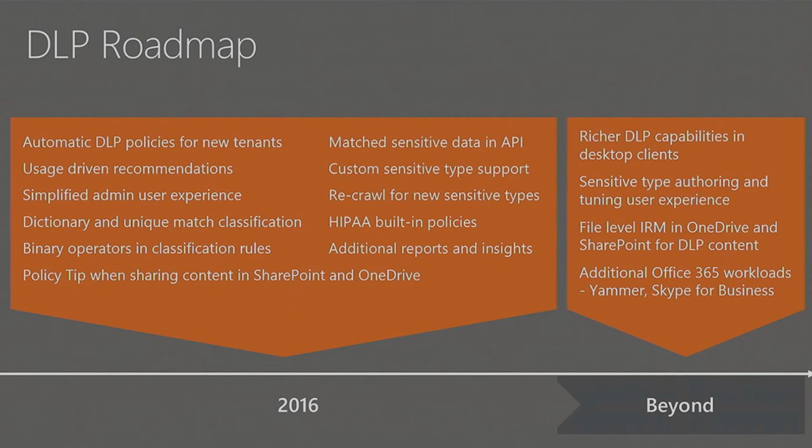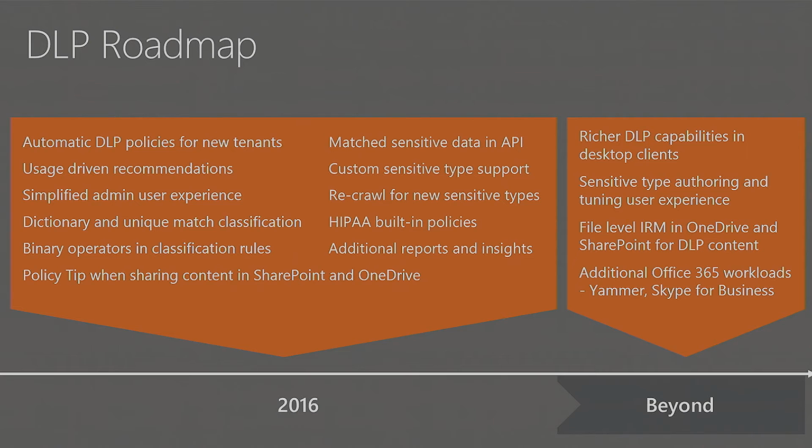The user-driven recommendations that Jack showed you, the simplified admin experience, the dictionary and unique matching classification pieces we're working on, the binary operator, so the and/or thing that Jack showed you in some of the screenshots, where you could say if this thing happens and/or this thing happens, then go ahead and trigger that policy. The stuff that we just showed you with the sensitive data inside the API, the custom sensitive types.